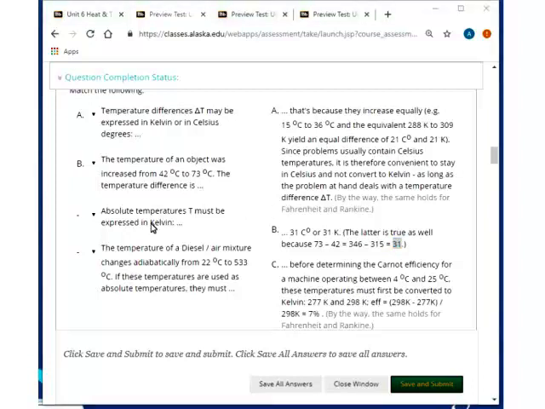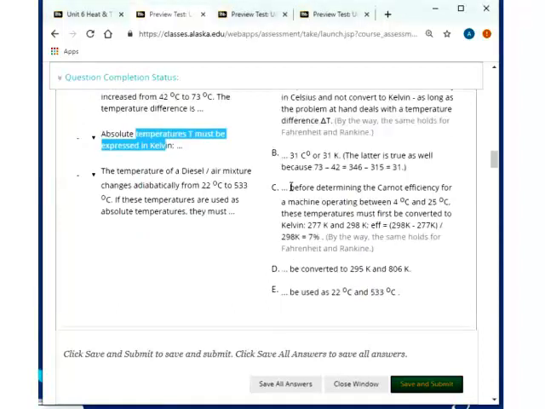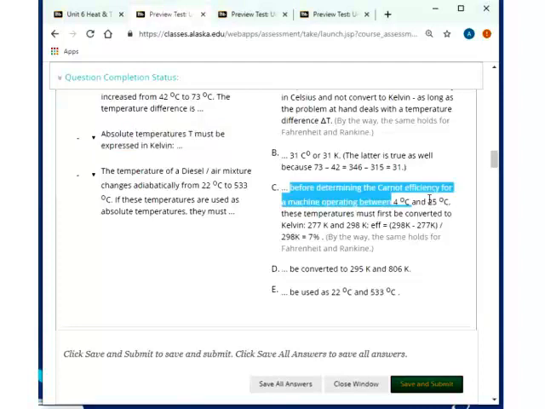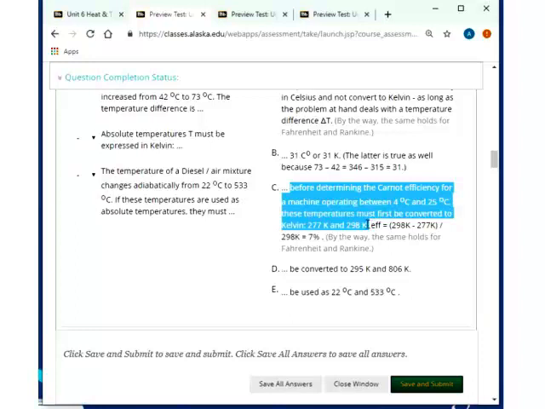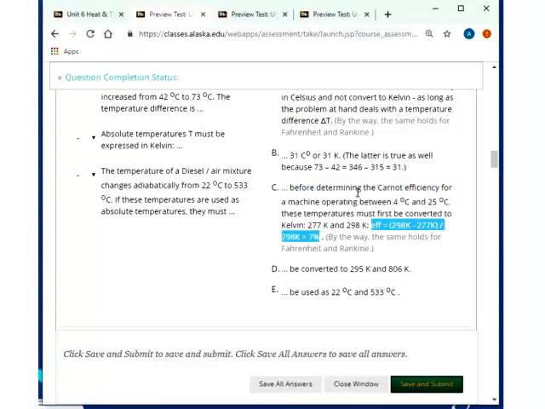Absolute temperatures must be expressed in Kelvin. So before determining Carnot efficiency for a machine operating between 4 degrees and 25 degrees Celsius, these must be converted to kelvins, 277 and 298 kelvins, and that particular computation then gives the correct result, in this case 7% for the efficiency of this particular machine. If you plugged in 4 degrees Celsius and 25 degrees Celsius for the absolute temperatures, that leads to a wrong result. So don't do that.